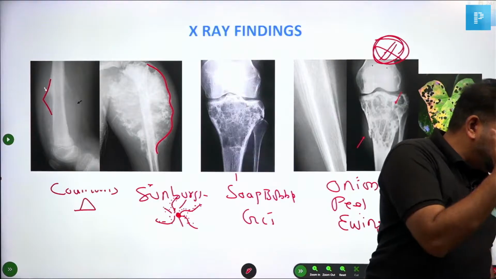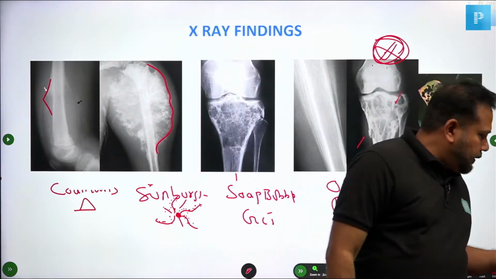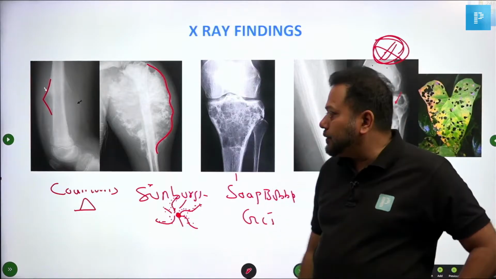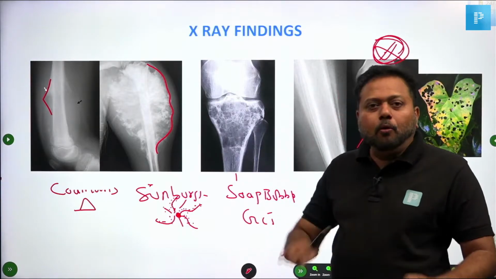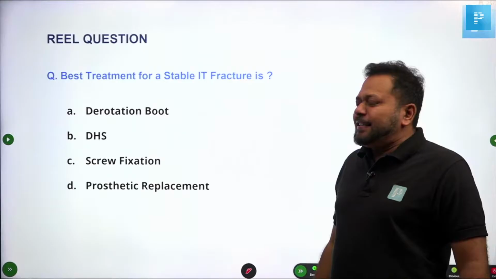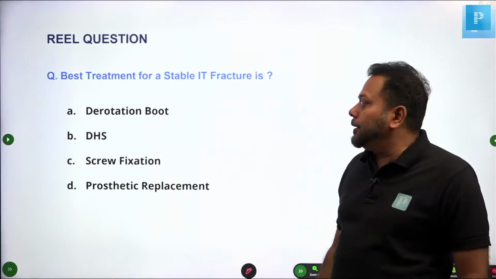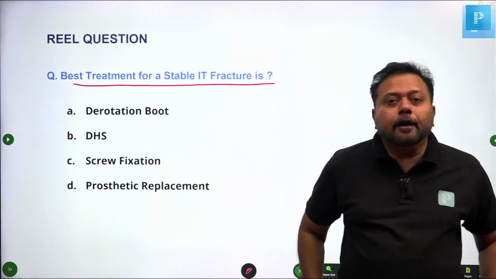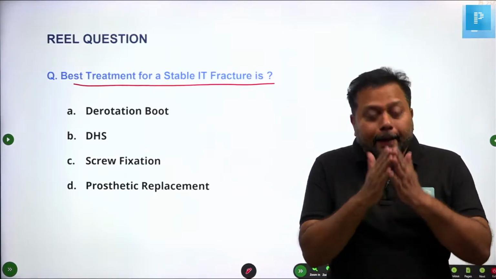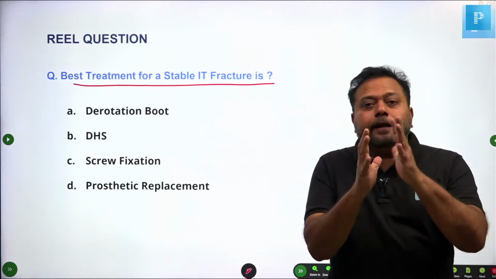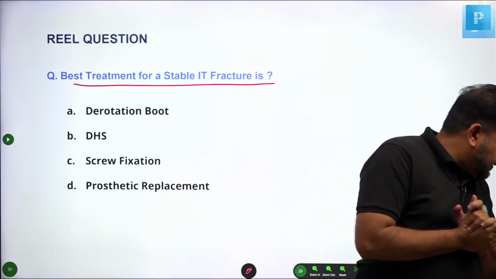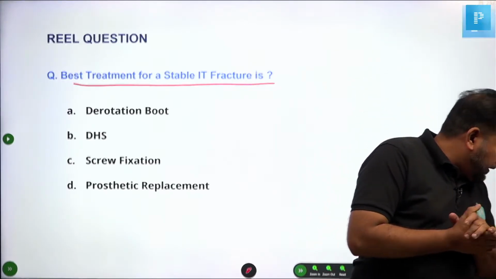Okay, marvelous. Shubhi has answered that as yes, marvelous, excellent. Okay, we will move on to the next question. Best real question, a framed question: best treatment for stable intertrochanteric fracture. Again, this intertrochanteric fracture management is a very favorite area of INI-CET. Very favorite area.